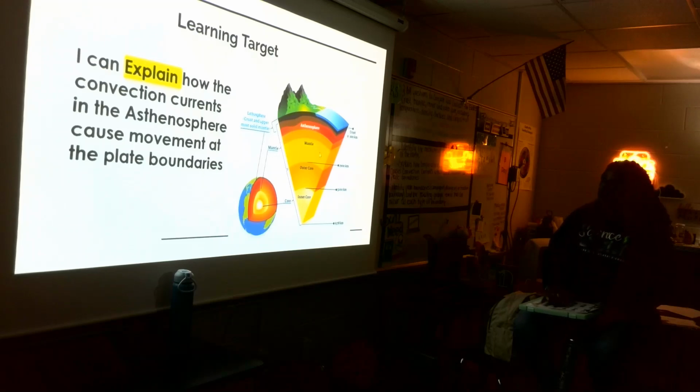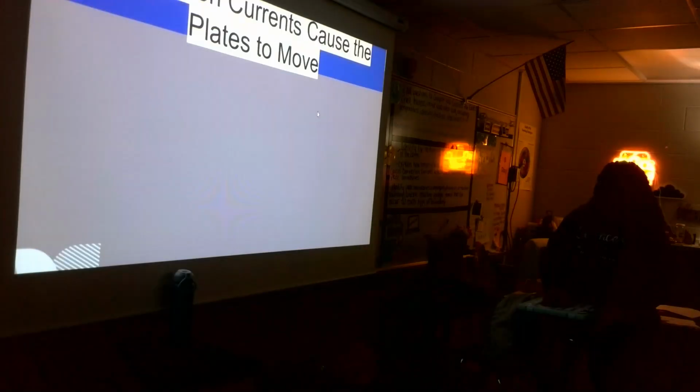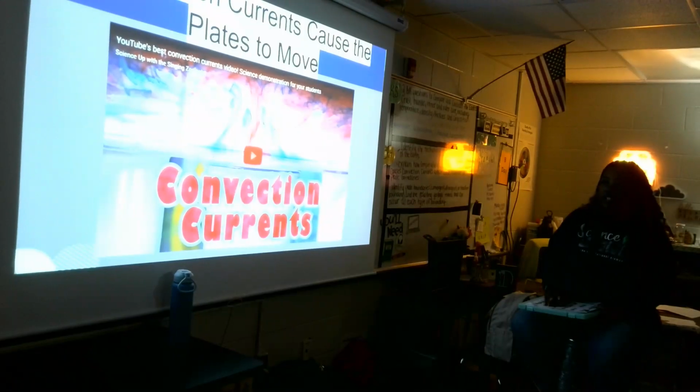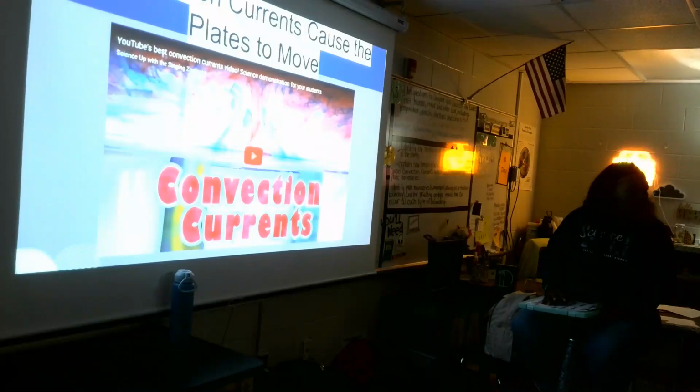All right, so we're gonna learn. I'm gonna explain how convection current in the asthenosphere causes movements at the plate boundary, which then causes divergent boundaries, convergent boundaries, and transform boundaries. All right, so we're gonna watch a quick little demonstration on how convection currents work.